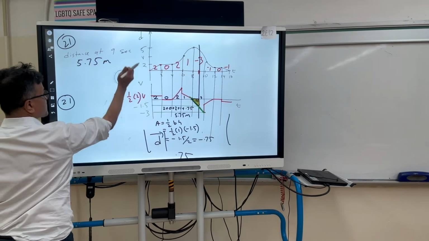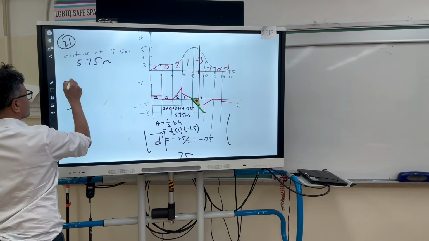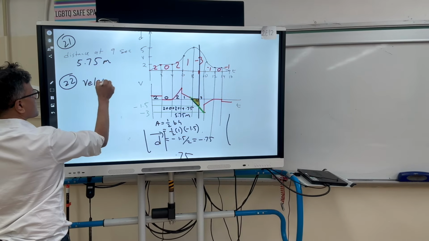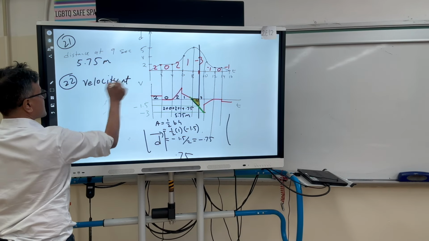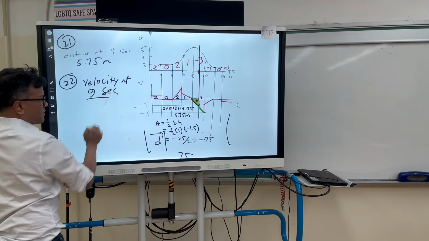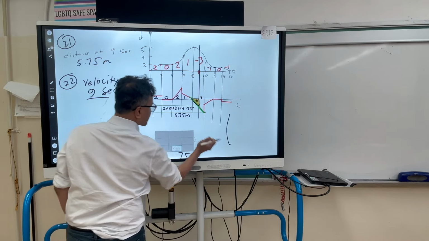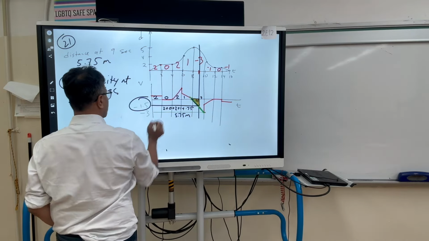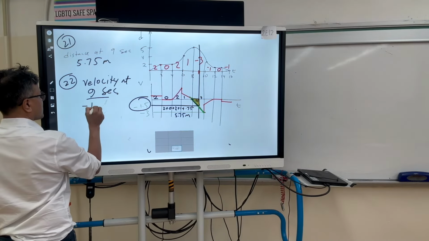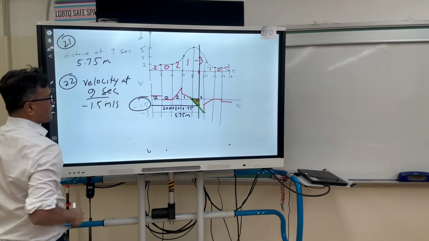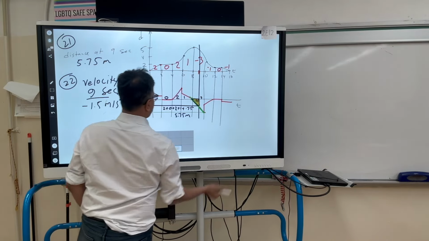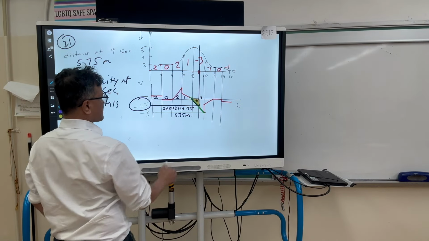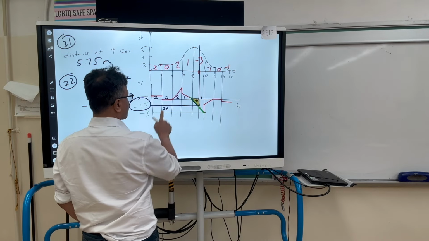Let's find 22. At 22, the velocity at 9 seconds. We already found velocity at 9 seconds, right? At 9 seconds, velocity is negative 1.5 meter per second. And then I ask you to find the acceleration at 5 seconds. Acceleration, I'm going to move this one.